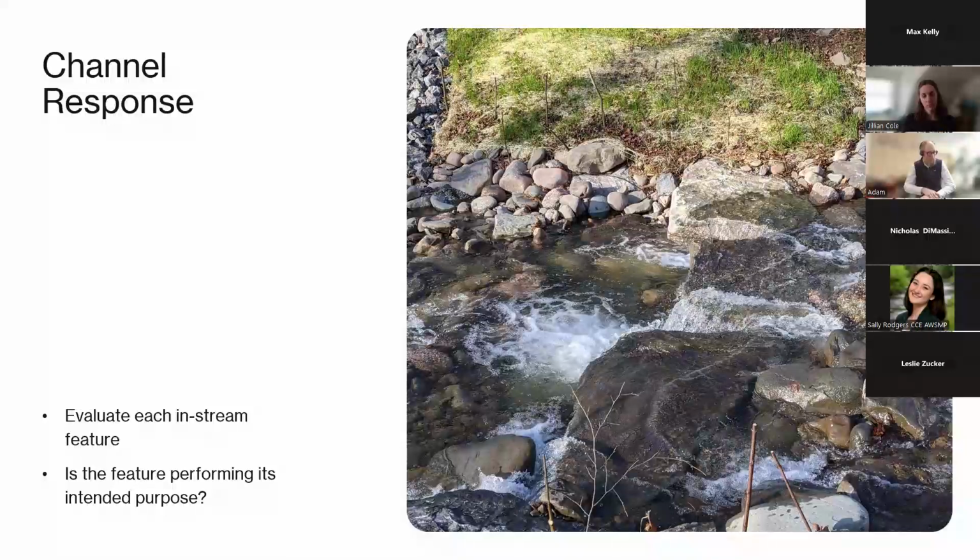In other instances, you might have an overly steepened section through the use of an in-stream structure to help with the sediment transport condition. And so evaluate whether or not that is leading to the intended design.